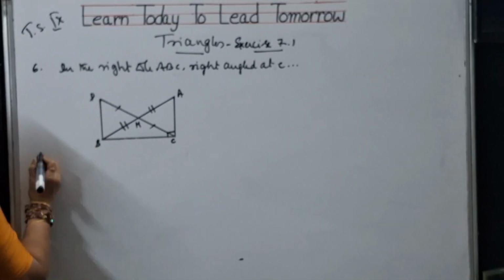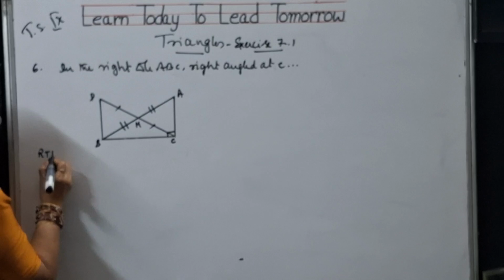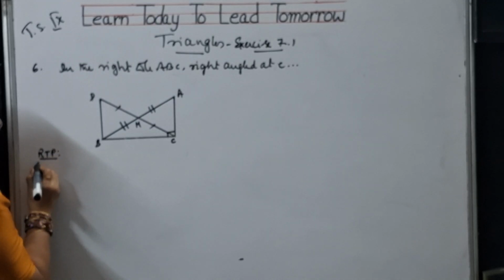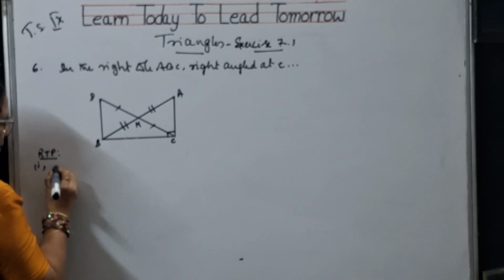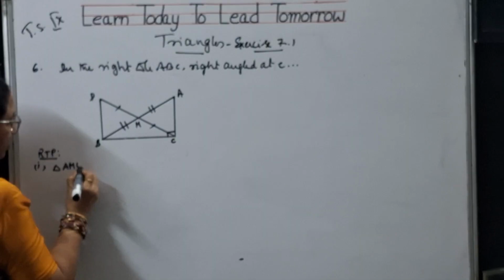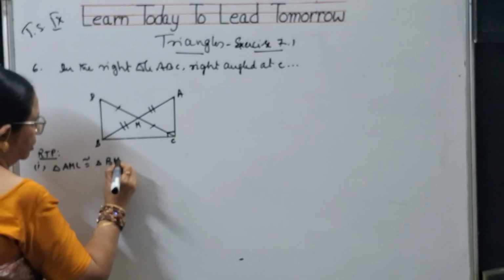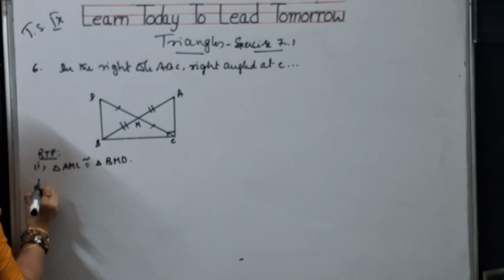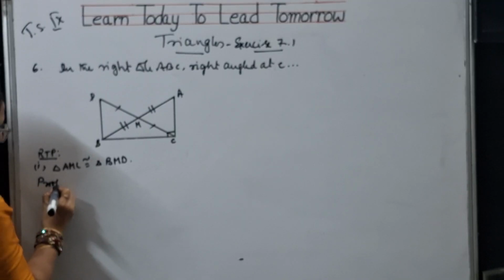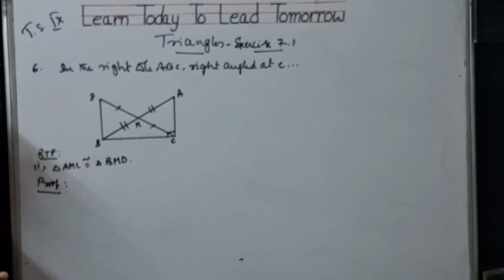Now the question, what is RTP? You need to prove the first bit: triangle AMC is congruent to triangle BMD. One by one I'll give the proof, children. Let us see the proof.